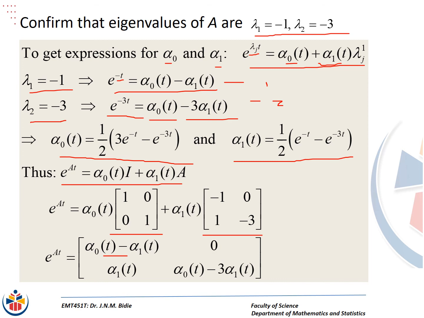Alpha naught times 0 plus alpha 1 times 1 gave me the second term in the first column. Alpha naught times 0 plus alpha 1 times 0 gives us the first term in the second column. Alpha naught times 1 plus alpha 1 times negative 3 gives us the last term in the second column. Now what's left is to substitute the expressions for alpha naught and alpha 1 into our matrix so that we simplify e to the power At.